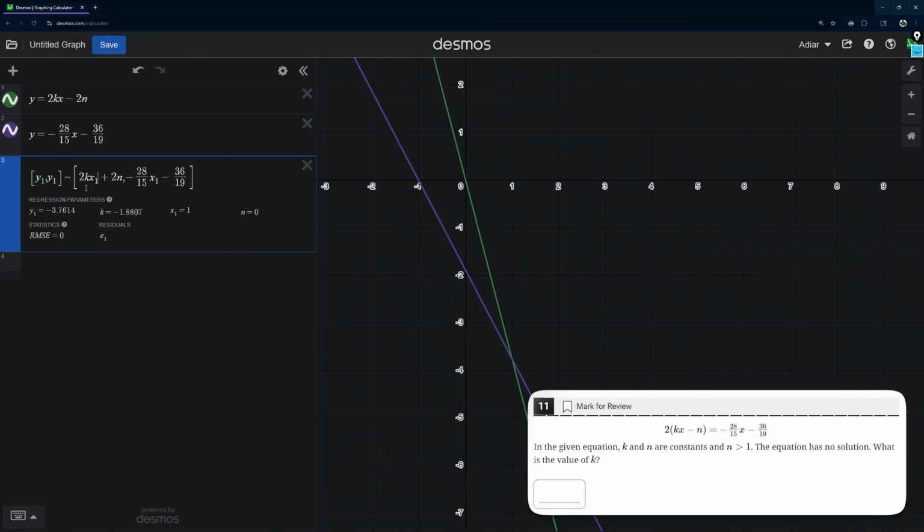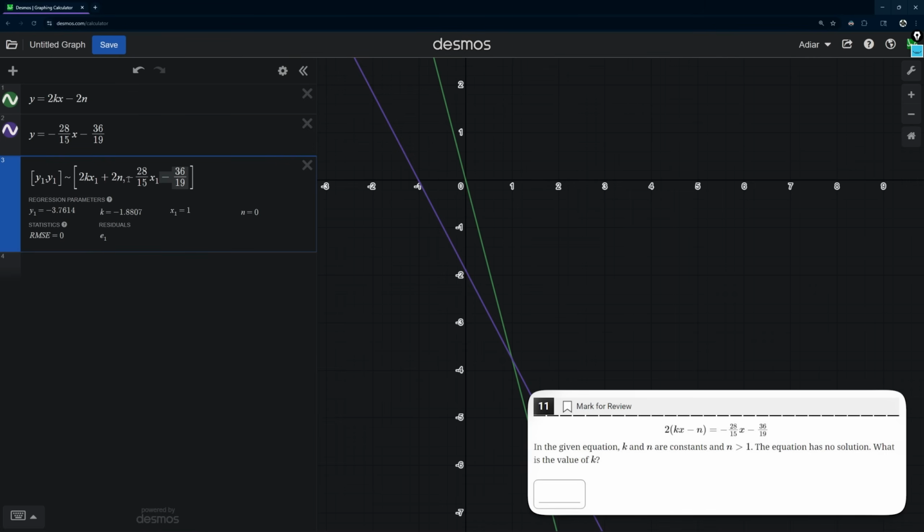Now, a term is anything in an equation that's separated by a plus, minus, or equal sign. For example, y is a term, negative 28 over 15x is a term, and negative 36 over 19 is a term. If we combine those two words, a constant term is an entire term that consists only of constants. So this is not a constant term. This is not a constant term. 2kx1 is not a constant term. 2n is a constant term. Negative 28 over 15x1 is not a constant term because it has an x1. And negative 36 over 19 is a constant term.